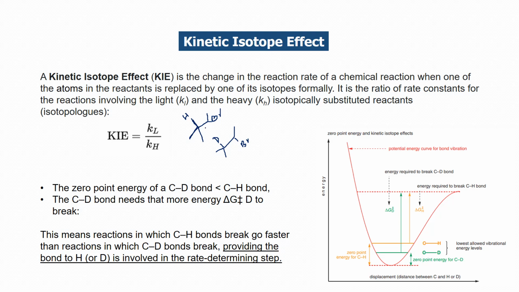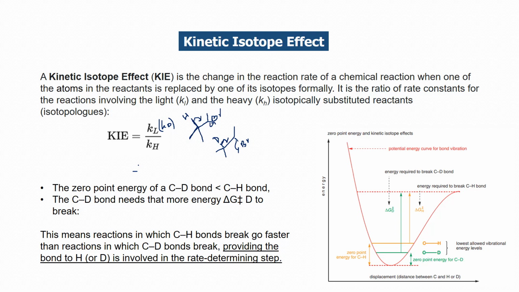Now this type of substrate undergoes an E2 elimination type of reaction. What do scientists perform? They perform the reaction with these two substrates, one with deuterium and another with hydrogen, and measure the rate of the reaction. They take the ratio, kH by kD, or kD by kH, and whatever value they get is called the kinetic isotope effect.